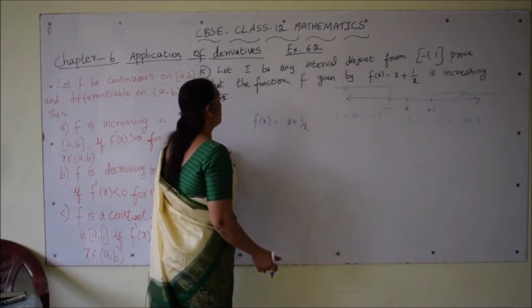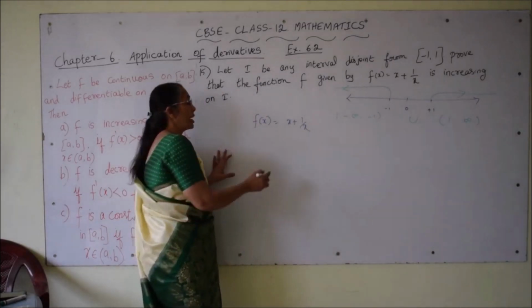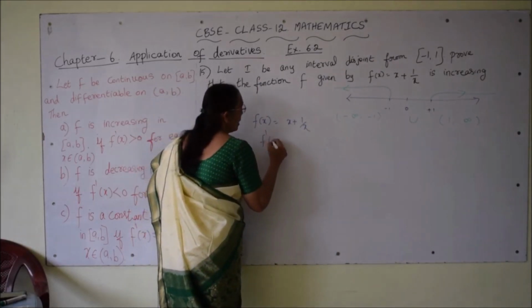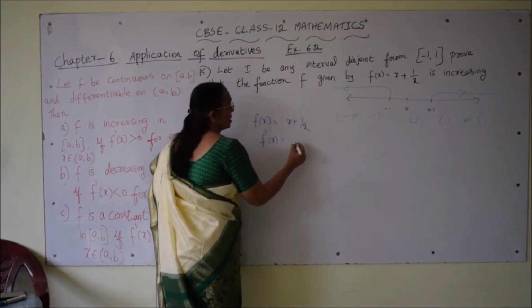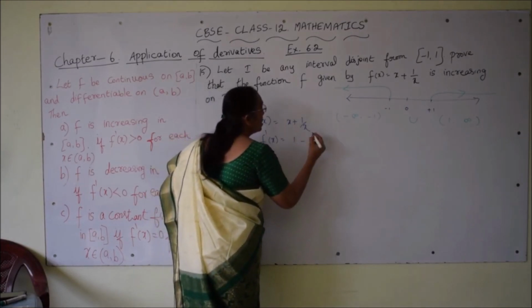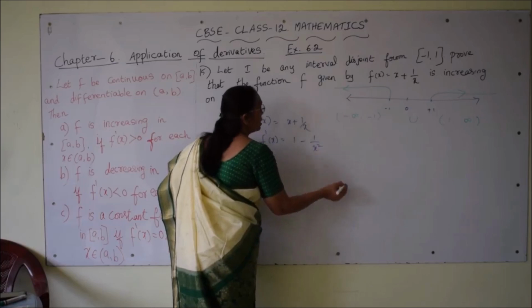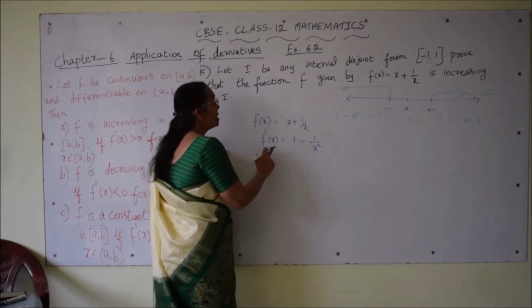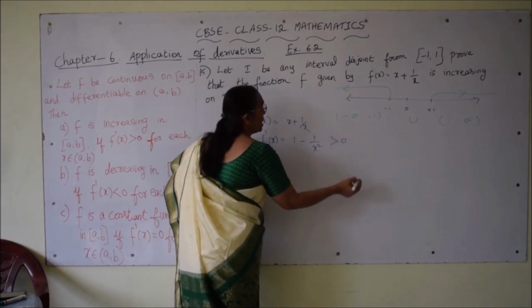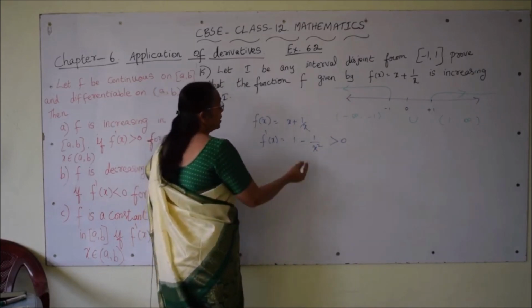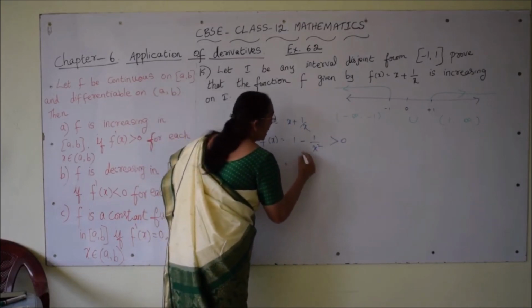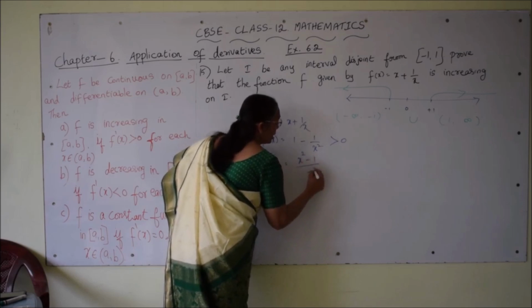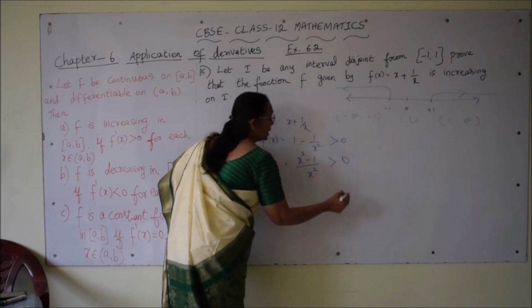The function is given by f of x equals x plus 1 by x. So, our first derivative f dash of x is, differentiation of x is 1, differentiation of 1 by x is minus 1 by x square. So, for the function to be increasing, f dash of x must be greater than 0. Now, let us take LCM. So, x square minus 1 by x square must be greater than 0.